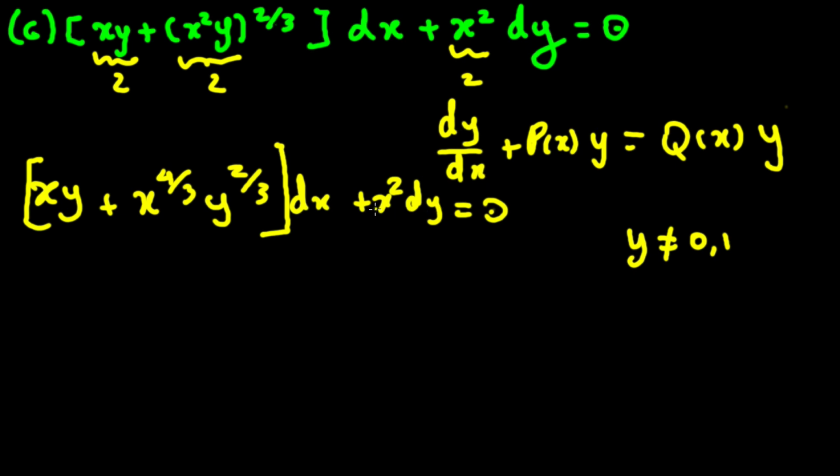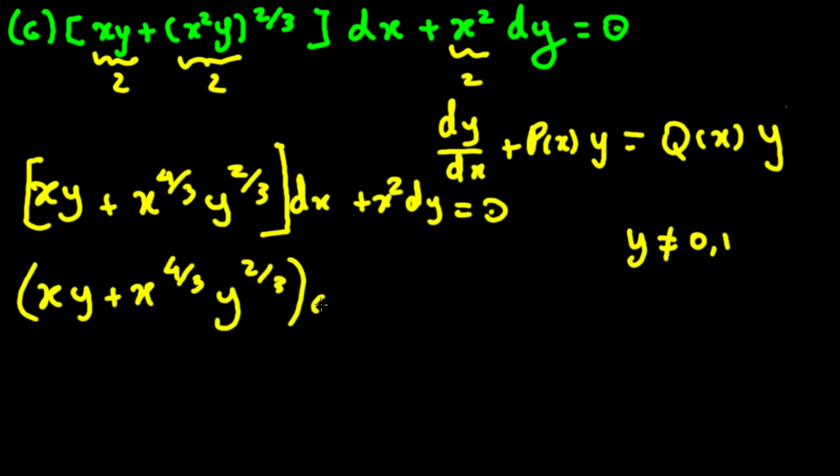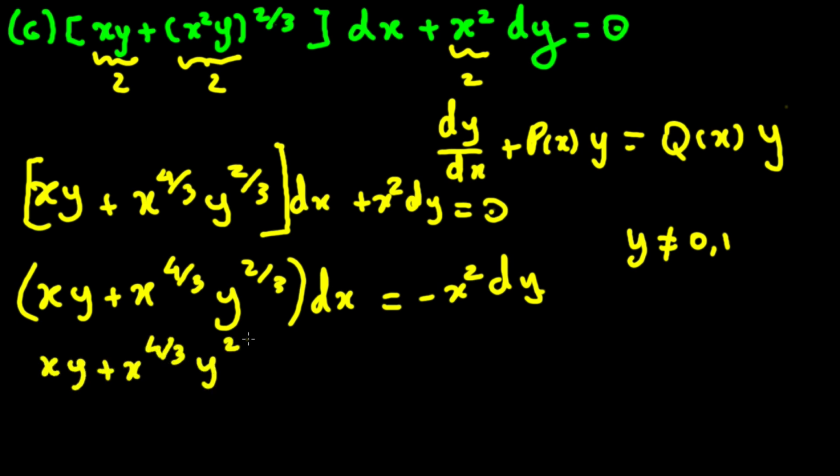So in order to bring that, I move this x square dy to the other side. In that way we will have xy plus x power 4 divided by 3 y power 2 divided by 3 times x times dx is equal to negative x square dy. Now here we have a dx. If we bring this dx to the other side, that's going to be in the denominator. So we will have xy plus x power 4 divided by 3 y power 2 divided by 3, that's equal to negative x square dy by dx.